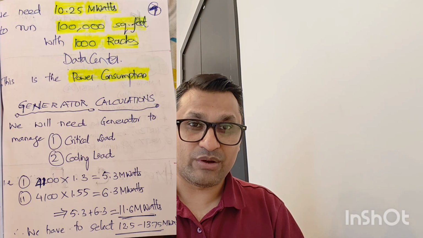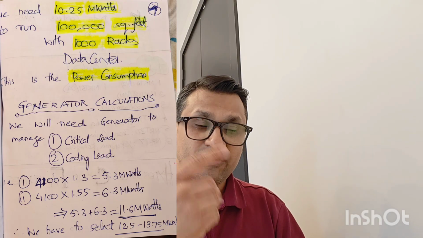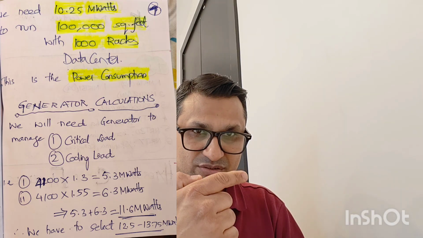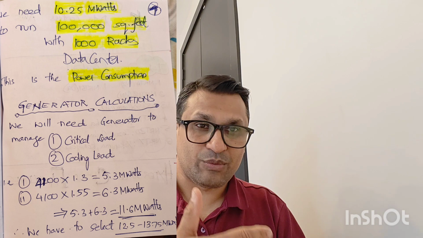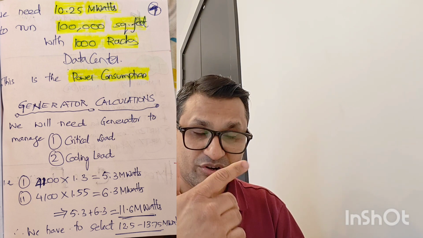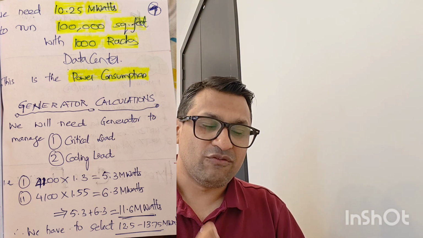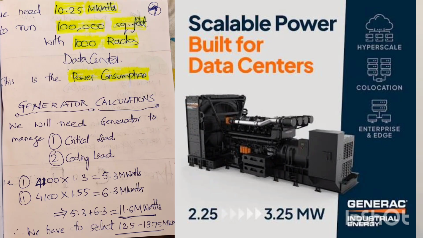I'll explain in my future videos why we are using these multiplication factors, 1.3 for critical load and 1.55 for cooling load. 4100 times 1.55 is 6.3 megawatts. So you add 5.3 plus 6.3, you have 11.6 megawatts. So we have to select a generator which has a rating to handle 12.5 to 13.75 megawatts. So that is the size of the generator required.